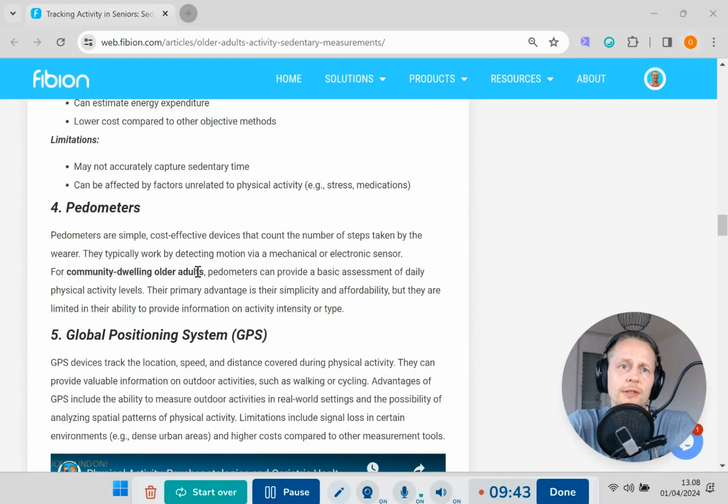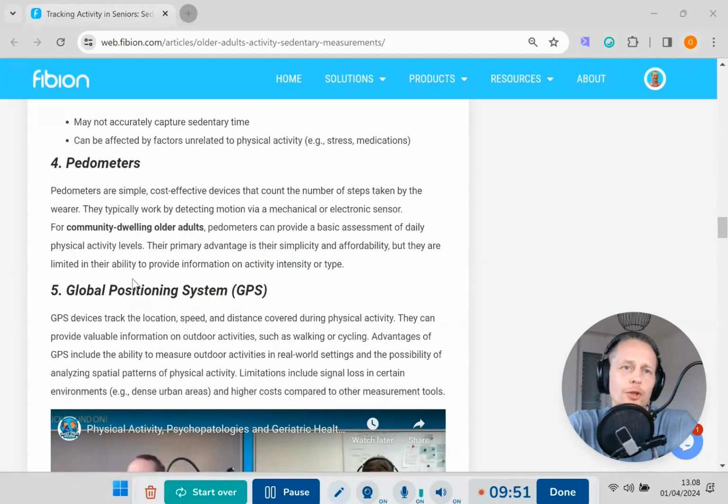They are simple, cost-effective devices that count the number of steps taken by the wearer, but they are not very good, as they are just calculating the overall steps, but not actually how they are divided between the day. And often people are now preferring to use accelerometers rather than pedometers. Of course, if you have the pedometers, it gives some data that is useful, and it's device based. So I wouldn't be totally against using them, but I think they are a little bit old technology.